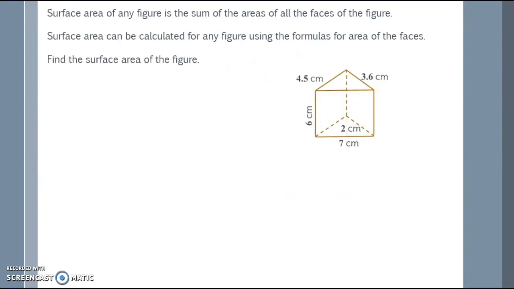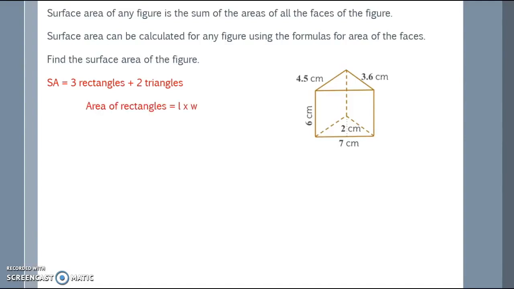Surface area of any figure is the sum of the area of all the faces of the figure. Surface area can be calculated for any figure using the formulas for each of the area of the faces. So here we have a triangular prism. Let's find the surface area. We have 3 rectangles and we have 2 triangles for each of the bases.